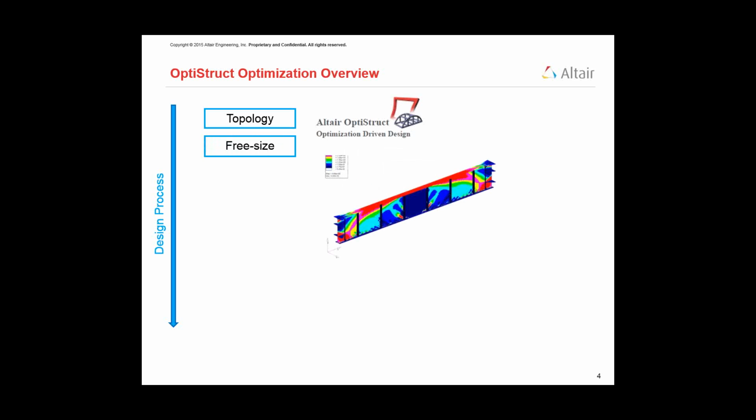The next type of optimization that HyperMesh or OptiStruct can handle is what we call free size optimization. Free size optimization is similar to topology. It tells you where material is necessary, but it does so by taking the thickness of every single element in your model and varying it between 0, which would indicate that the element is not necessary, all the way up to the maximum thickness that you specify. So whereas topology will either keep or remove an element, free size does something similar by changing the thickness of a shell element.